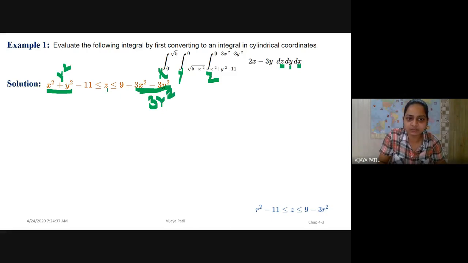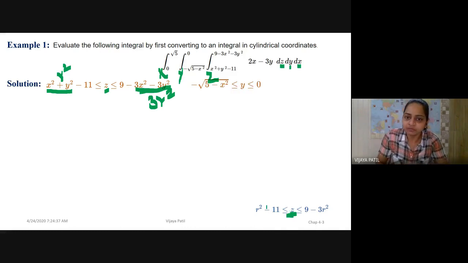So the limit for z in cylindrical coordinates, because I want it in cylindrical r, theta, and z, means I'm converting x and y in terms of r and theta respectively. So I have r square minus 11 less than or equal to z less than or equal to 9 minus 3r square. This is the limit for my z here.